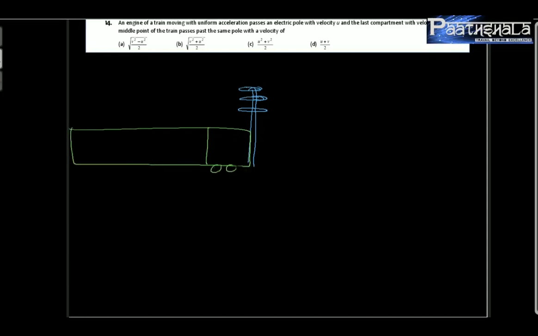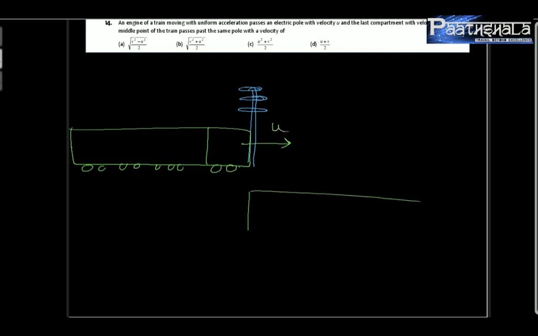The next question. An engine of a train moving with uniform acceleration passes an electric pole. This is the electric pole. Today there are no crows sitting on it. So this is the engine of the train, the first part. The engine passes with velocity u and the last compartment with velocity v.